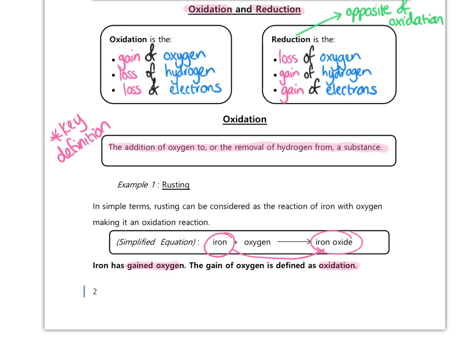So you can see here iron is gaining oxygen. There's no hydrogen involved. There's no electrons involved. Well, that we can see from this word equation. Anyway, there will be electrons involved in this, and we would see that iron actually loses electrons and gives them to the oxygen. But right now we're just looking at it in terms of oxygen. So you relate it to the example that you have. Iron has gained oxygen. The gain of oxygen is defined as oxidation.